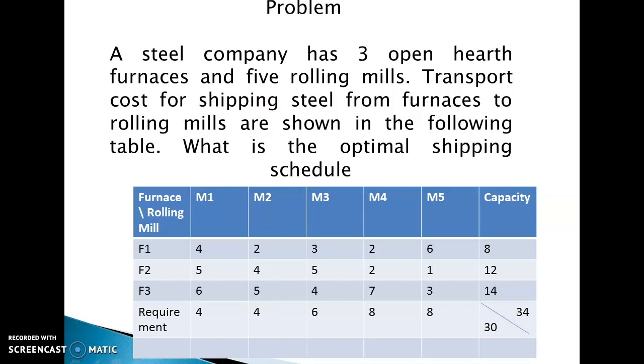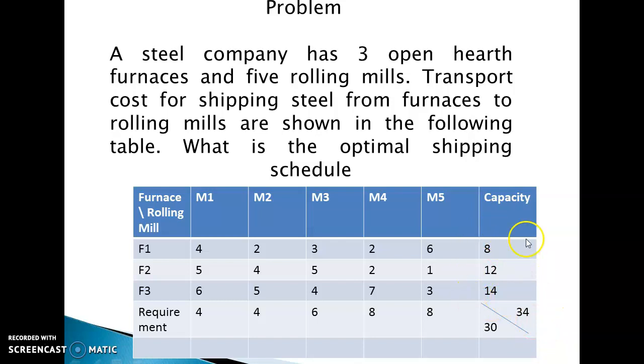Now, let me explain this with an example or a problem. A steel company has 3 open hearth furnaces and 5 rolling mills. Transport costs for shipping steel from furnaces to rolling mills are shown in the following table. What is the optimal shipping schedule? Here we have 3 furnaces and 5 mills. Now, capacities of all the furnaces as well as the demand requirement of all the mills are given.